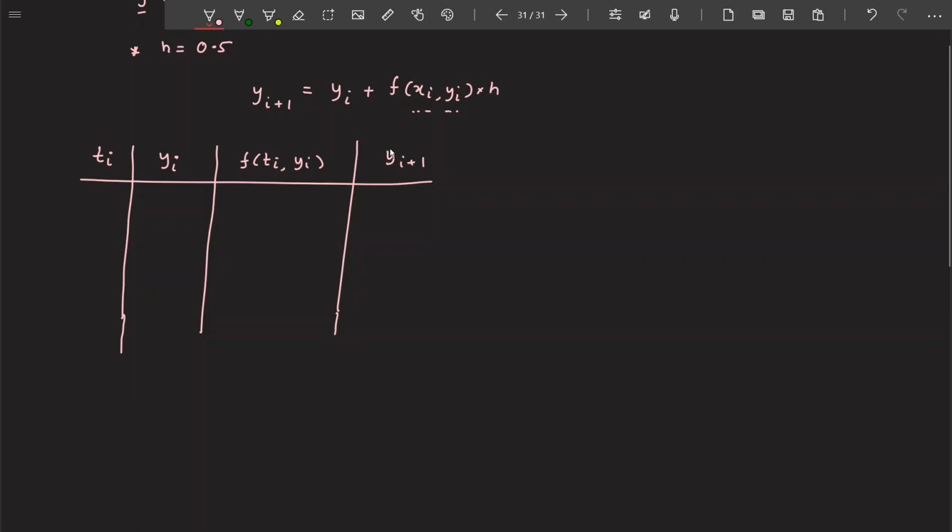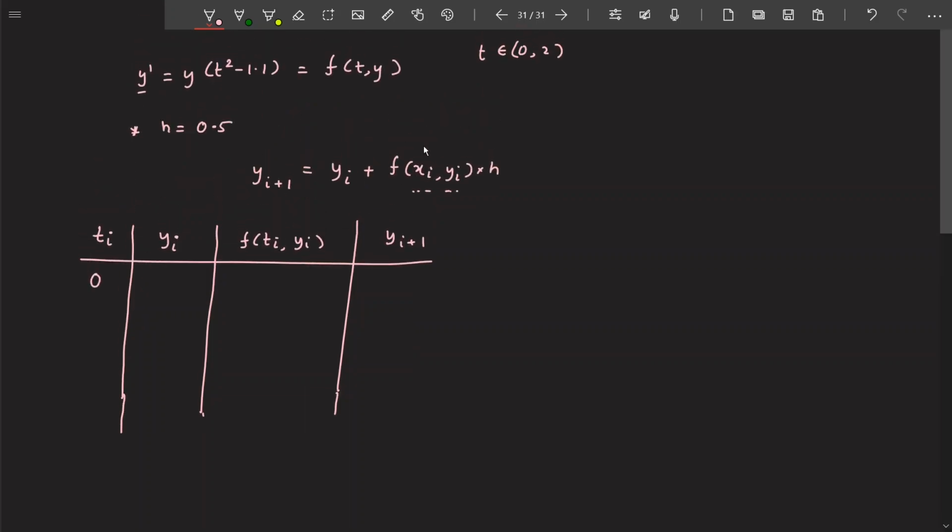Now the domain is from 0 to 2, so you will start from 0. What is the step size? Again I'll remind you, xi plus 1 is nothing but xi plus h. You just have to go on adding the step size. Since in this problem the step size is 0.5, the next point is going to be 0.5, then 1, then 1.5, and the next point is going to be 2. Do we need to go beyond this? Obviously not, because the domain is from 0 to 2.